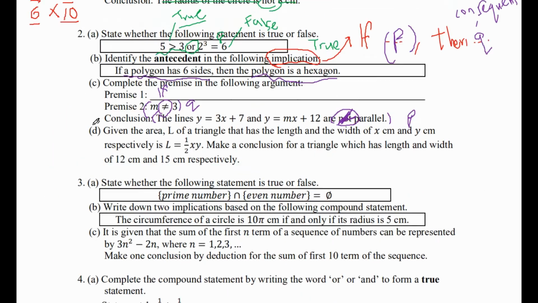then Q. Given the area L of a triangle that has a length and width of x cm and y cm respectively is L equals half xy, make a conclusion for a triangle which has length and width of 12 cm and 15 cm respectively. Okay, so we just need to substitute the values into this equation. So we write down L equals to half, x is the length. The length given is 12, width 15. Then you simplify this. 90 cm square.